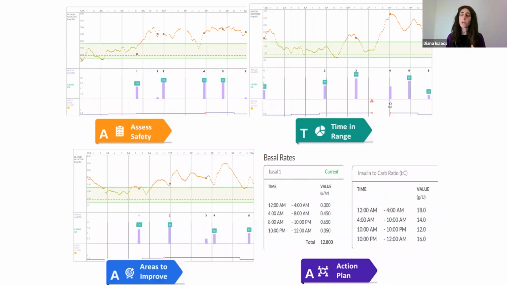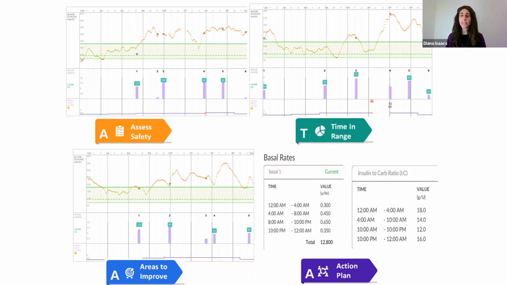So this is where, first, I've downloaded the data and explained, and I would explain to Julie, there's a good amount of variability. So let's try to figure out what's happening. I'm going to assess the safety. We're going to talk about how some of these lows that are happening overnight can be very concerning. And so we have a discussion about that.